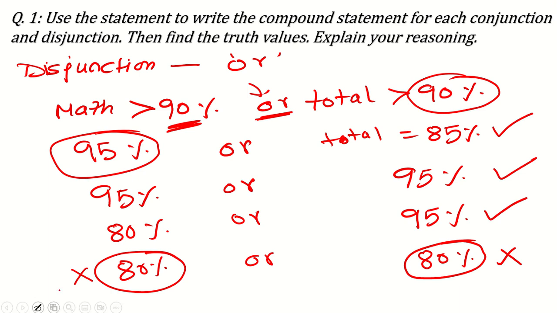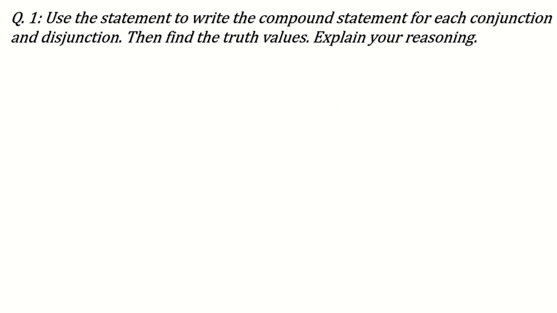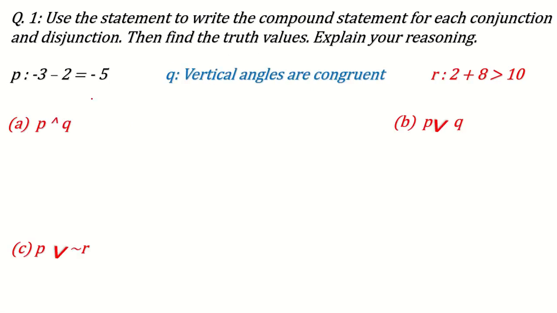Okay, so let's continue the question now. Let's see what type of questions you have from your book. Question can be, P is a statement. See here, P is the denotation only, nothing to do with P. P is a statement, minus 3 minus 2 is equal to minus 5. Is it correct? Yes, it is correct.